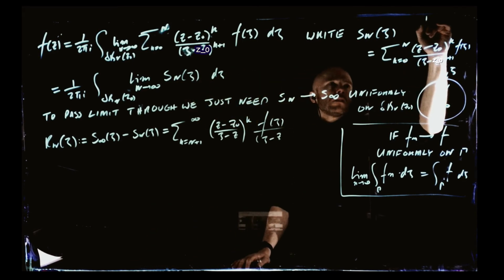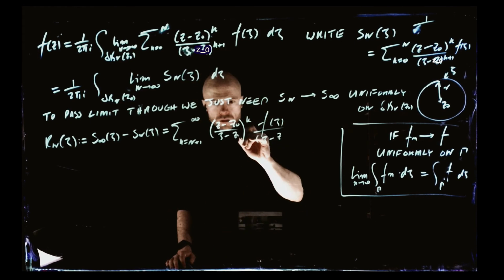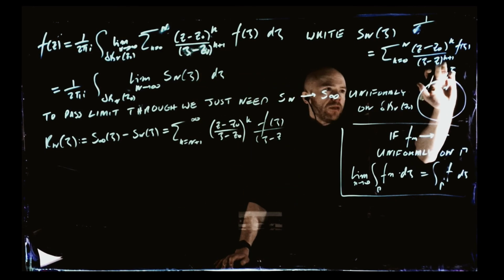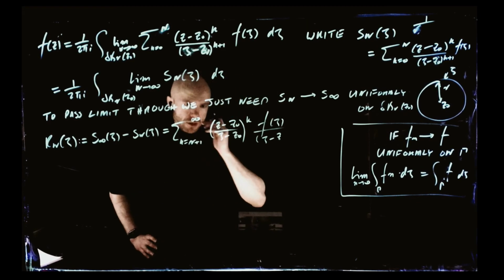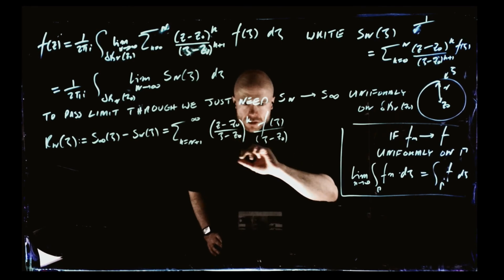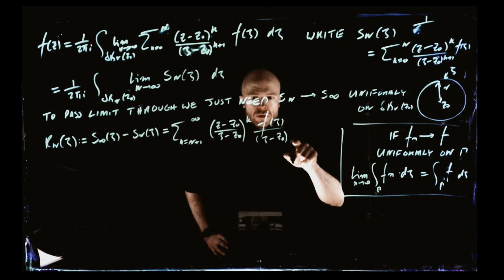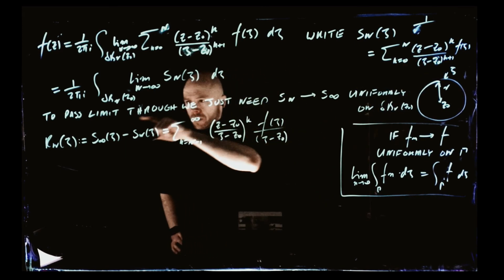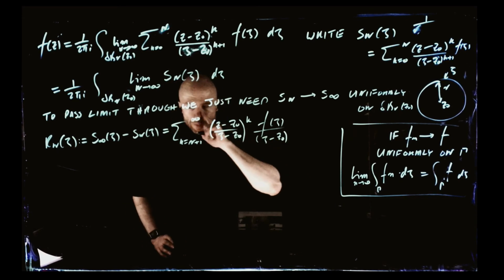z. One second. We had, it's not zeta minus z, it's zeta minus z naught, like this. Cool. So this is our expression. This means that the remainder is exactly this.